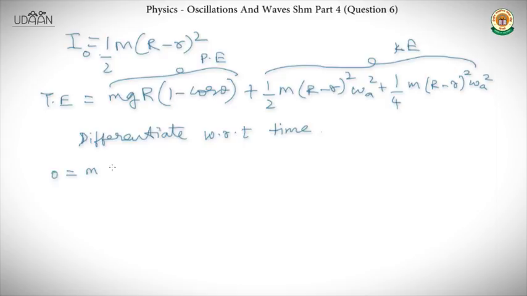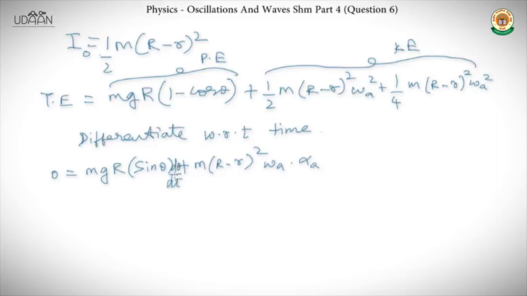m into g r into sine theta plus m into (R minus r) whole square into omega a into alpha a. Alpha is d omega a by dt. So won't we also have d theta by dt there in the first term? Oh, yes, you have d theta by dt.